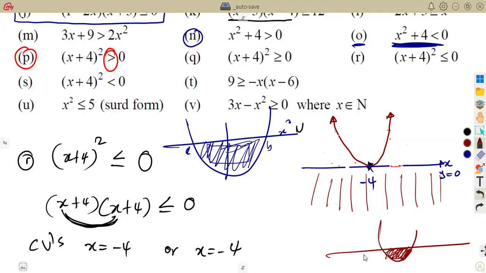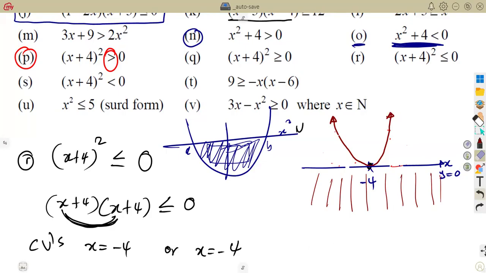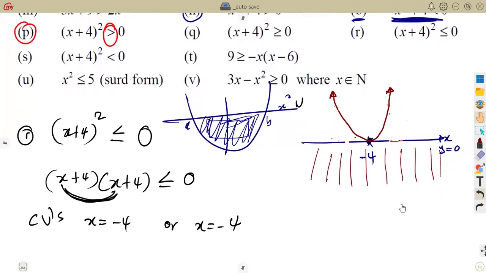There's nothing there. There's nothing at all. So what can we say about our x? At the end, there is no solution in terms of the inequality to say x can be greater than this or x can be less than. We do not have that.